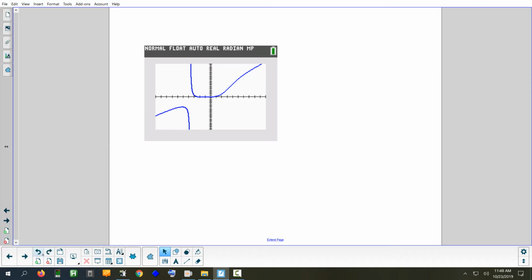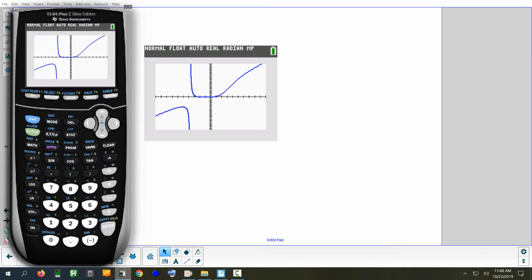Okay, so that's a good big picture. But look at that graph carefully. Is there anything that looks suspicious about that graph? It looks like it flattens out. So let's check and see what's happening here.